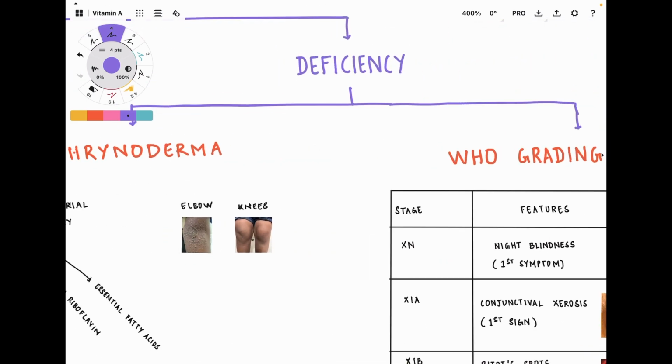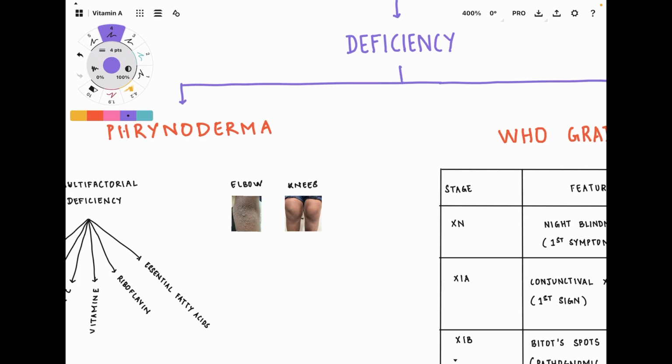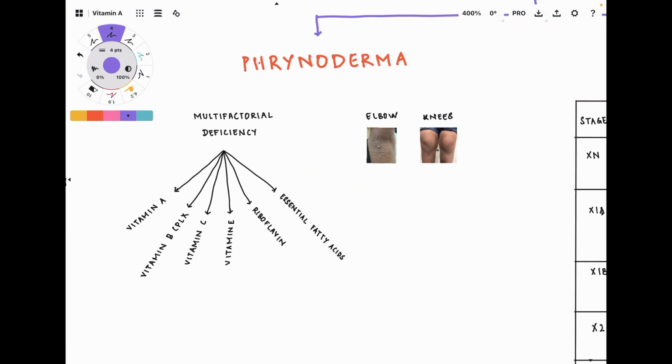The fourth concept is deficiency of vitamin A. Deficiency of vitamin A manifests in two important organs. First one is the skin, and the second one is the eyes. So, vitamin A deficiency in skin is known by a term called phrynoderma or follicular hyperkeratosis. It is because of a multifactorial deficiency, out of which vitamin A is the major deficiency leading to phrynoderma.